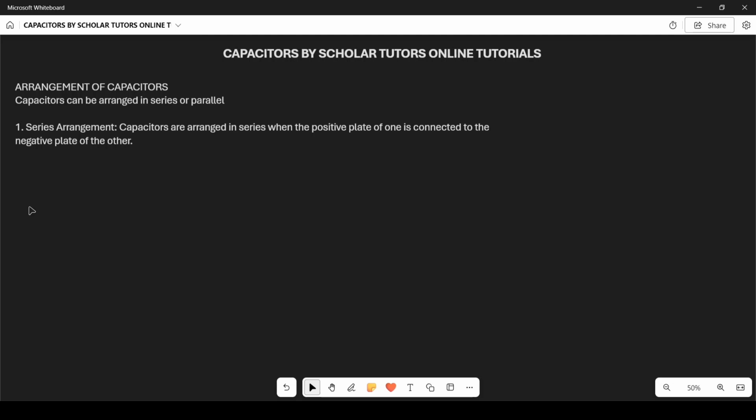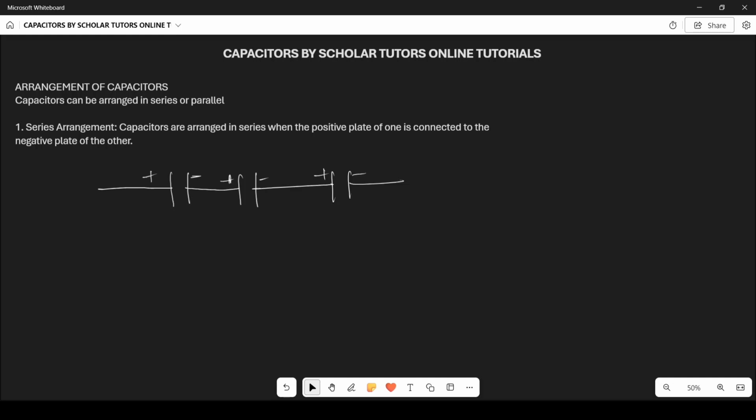In series arrangement, capacitors are arranged so that the positive plate of one capacitor is connected to the negative plate of another capacitor. You can just assume this is a circuit and you have plates of capacitors. If this is the positive plate and this is the negative plate, the negative plate is connected with the positive of another one, and it is connected with the negative. So we have positive plates connecting to negative plates, and let's say this is capacitor 1, capacitor 2 and capacitor 3 in the circuit.